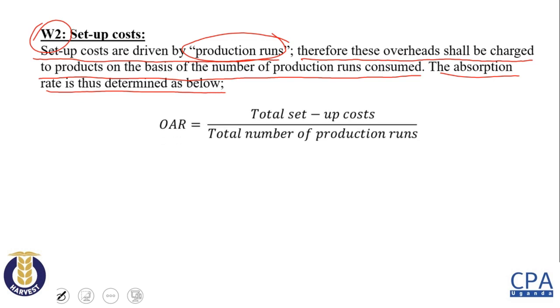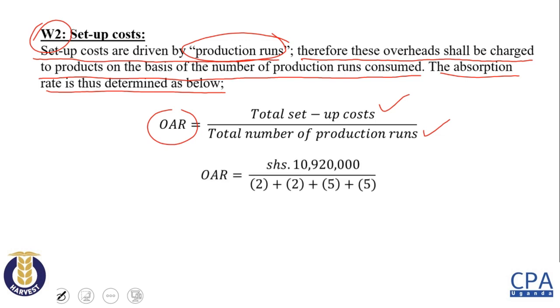So what we shall do, as we have done before, for the overhead absorption rate, we shall get the total overhead, which are the setup costs, and then divide that by the total number of production runs. According to the question, we are told that the total setup overheads come to 10,920,000.